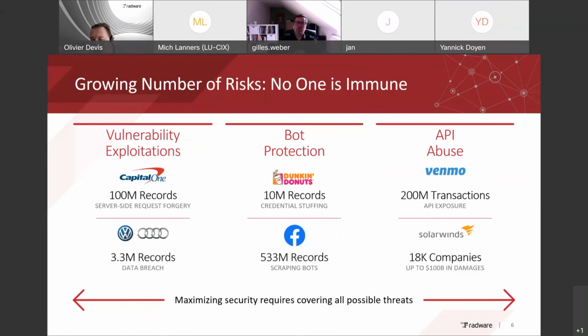Well, SolarWinds with $100 billion in damages, you would think, which company has that kind of money? But it's because 18,000 companies were infected. And when you combine all of that, we do see that there's an issue. And when you look at all these companies, these are companies that usually have very good security measures in place. And yet still, we see that hackers and others find ways into hacking the system.